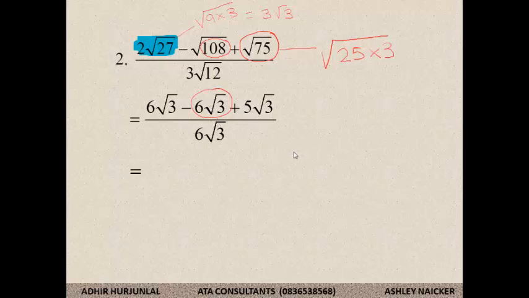If I go further, 6 root 3 minus 6 root 3 falls away. I end up with 5 root 3 over 6 root 3. All that happens over here is the root 3 cancels off with the root 3. And you're left here with an answer of 5 over 6. I'll leave you to ponder about that one a moment, guys. It's a simple example. Do not get lost with this one. Let's take it step by step.